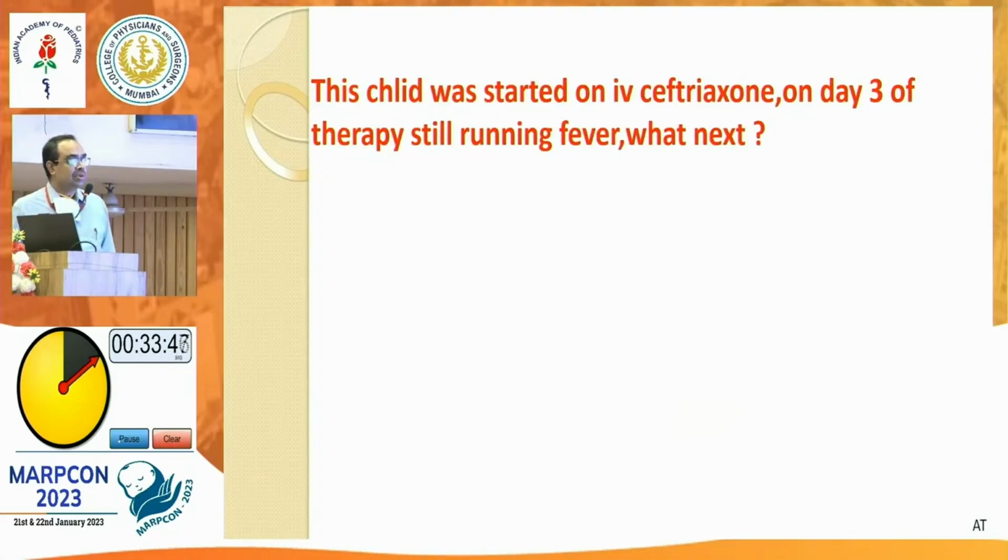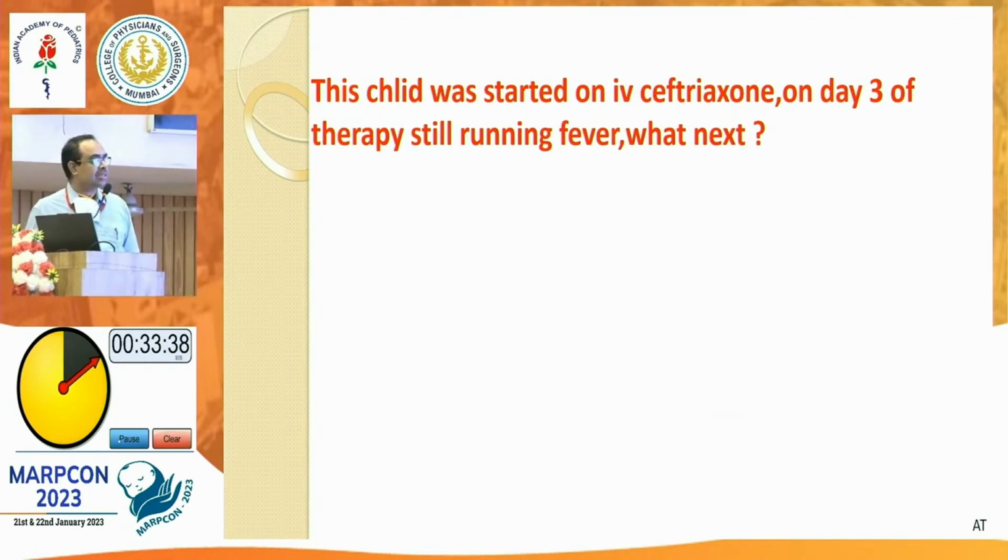So next question to Dr. Amit Toshniwal. This child was started on IV ceftriaxone once we had a positive Vidal and we did send the blood culture. On day 3 of fever, the child is still running fever. What is next possibility?